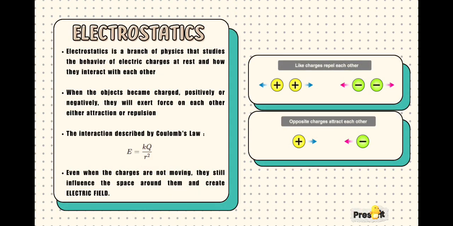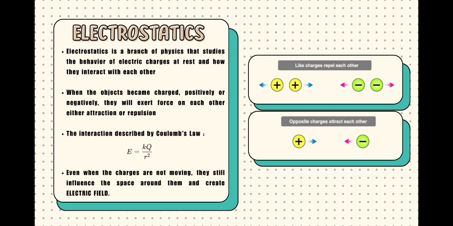To begin, let's recall the meaning of electrostatic. Electrostatic is the study of electric charges at rest and how they interact with one another. When objects become charged, whether positive or negative, they will exert force on each other. For example, two like charges will repel each other and two opposite charges will attract each other. This interaction is described by Coulomb's law, which is E equals kq over r squared.